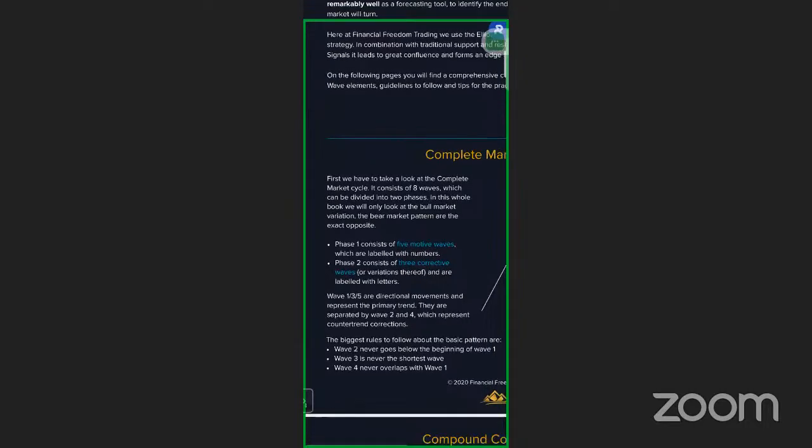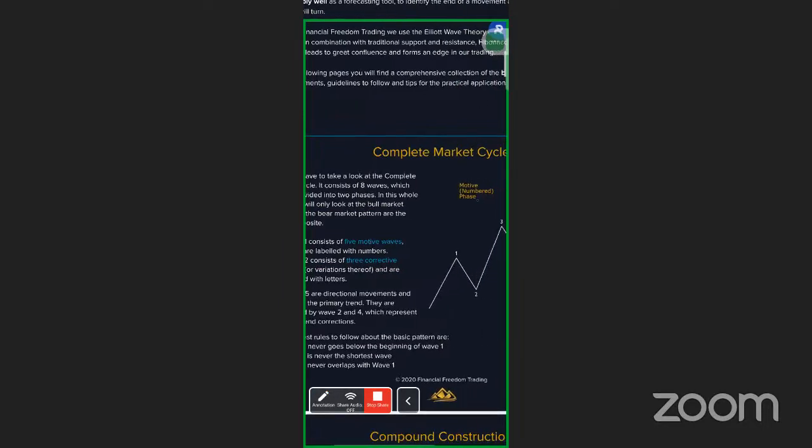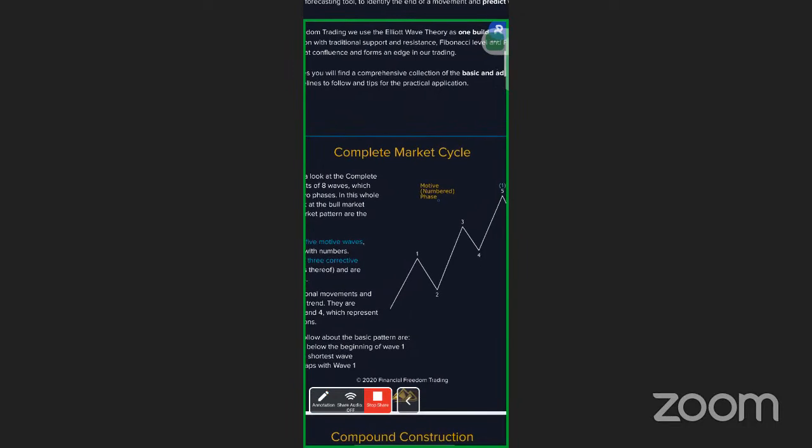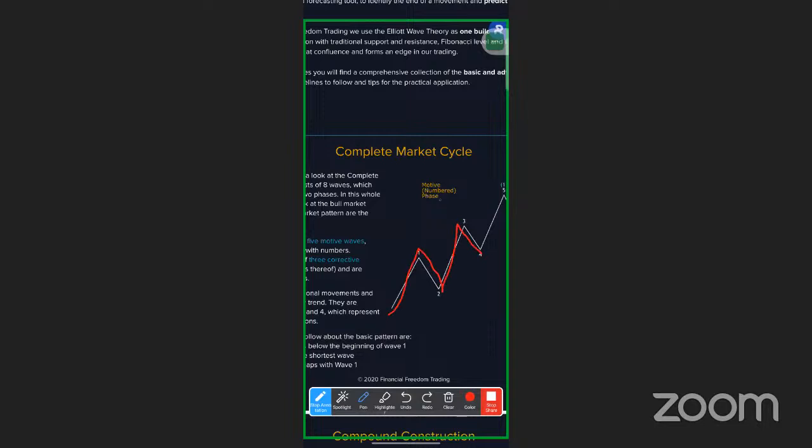The big rules to follow about the basic pattern are: wave 2 never goes below the beginning of wave 1. Wave 3 is never the shortest wave. And wave 4 does not overlap wave 1. Now let's start with rule number 1. Okay, now for example, guys, let's start the Elliott wave. Let me start with the motive waves. These are what we call the motive waves. This is wave 1, this is wave 2, this is wave 3, this is wave 4, and this is wave 5.